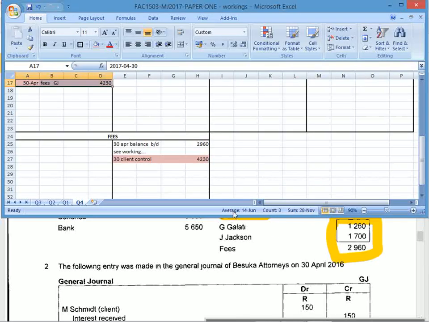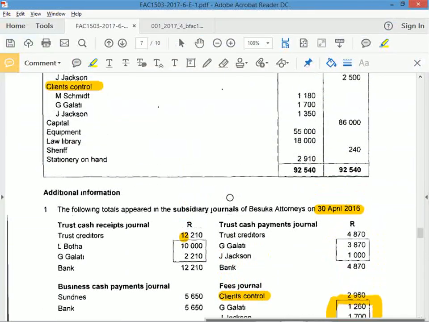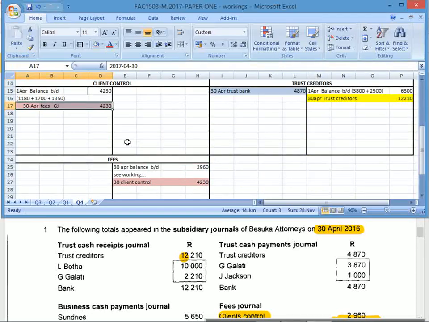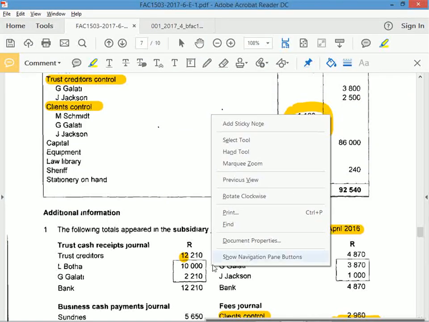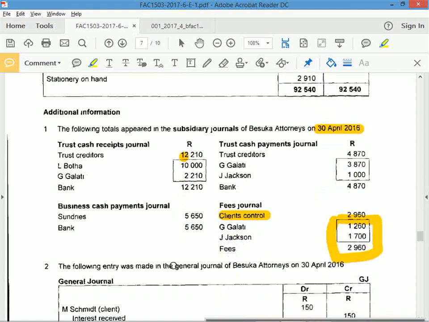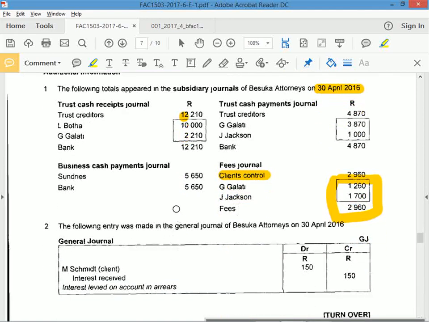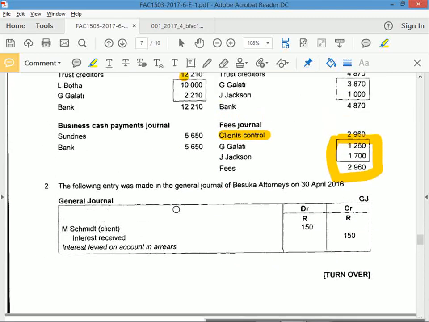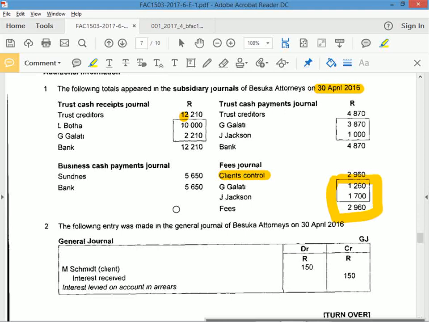Hold on, where did this 4,200 come from? I was looking at this. These were the opening balances. Yeah, sorry, I can't write down the same amount twice. That's wrong. Okay, this comes from the journal. Fees, not fees journal. The transfer. Where was that point? Business CPJ, trust, fees journal.